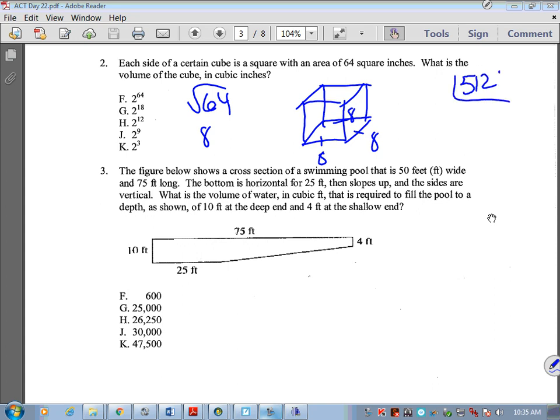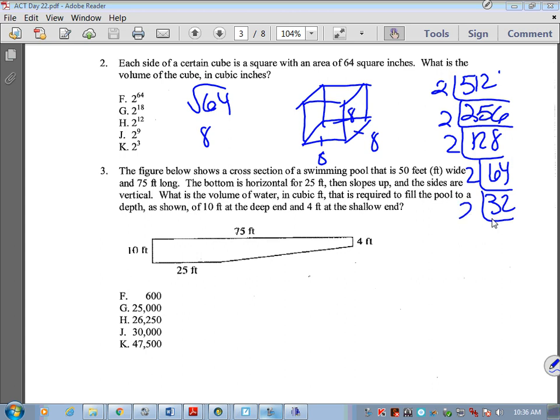So what I'm going to do is break that down into primes. And really 2 is going to work out the best for that. So I'm going to get 2 and 256, 2 and 128, 2 and 64, 2 and 32, 2 and 16, 2 and 8, 2 and 4, 2 and 2. So if I count 1, 2, 3, 4, 5, 6, 7, 8, 9, I'm finding that 2 to the 9th is the same as 512 cubic inches. Okay? All right.